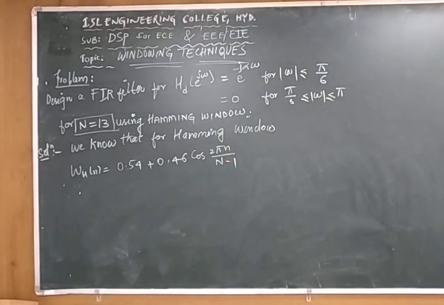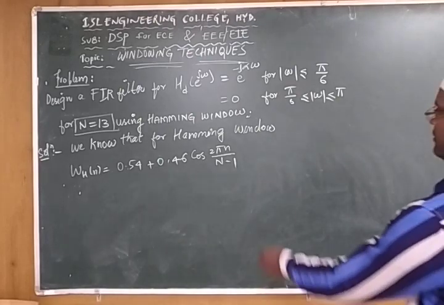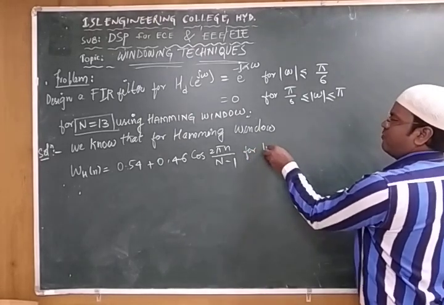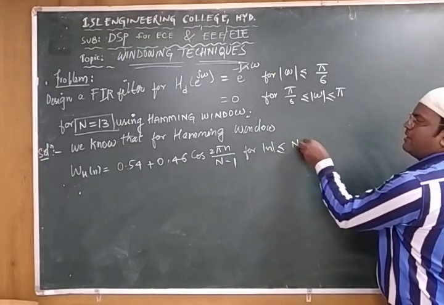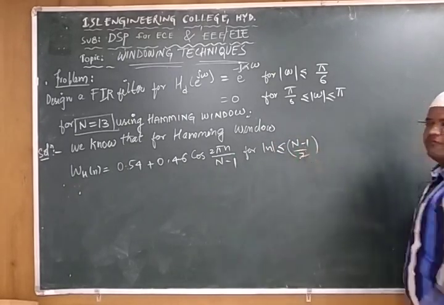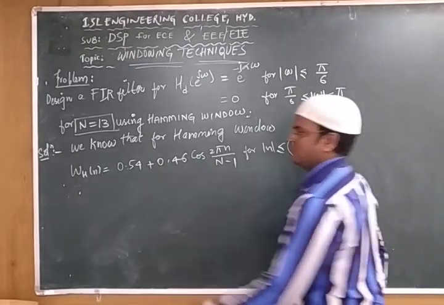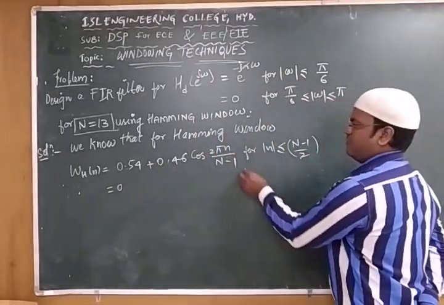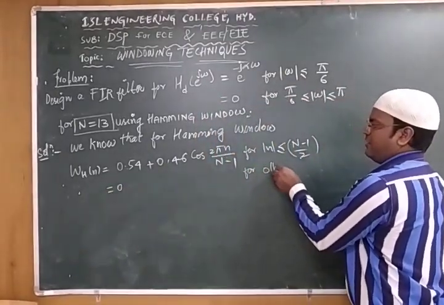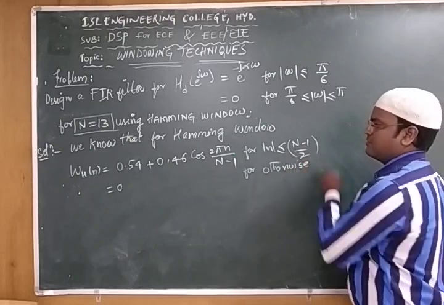What is the value given? N is equal to how many samples did they give in the question? For mod n less than or equal to N minus 1 by 2, for that it is there, and otherwise it will be 0. So 0 for otherwise, or directly we will write otherwise, right. So this is the formula we know.